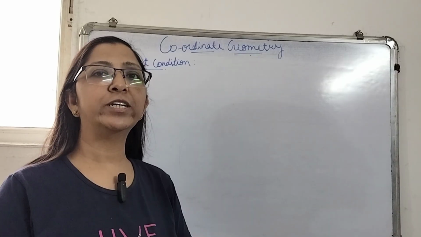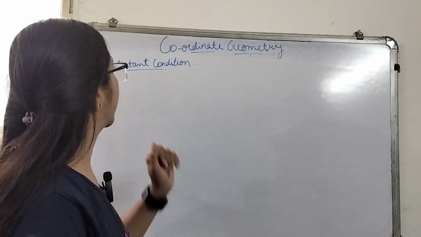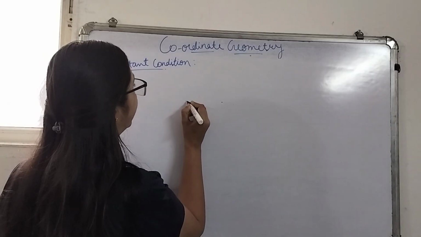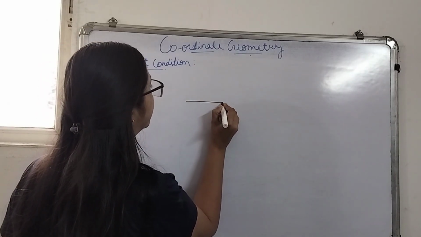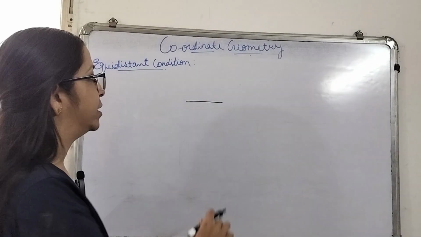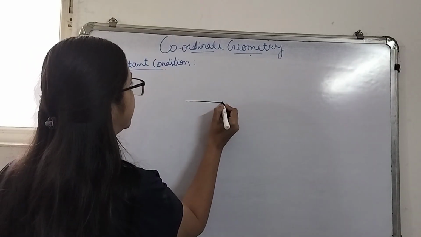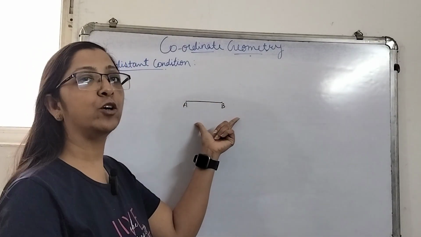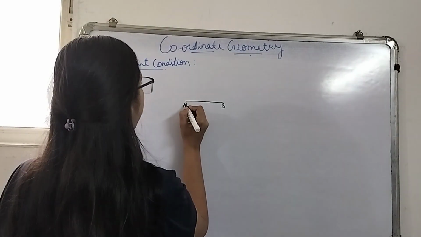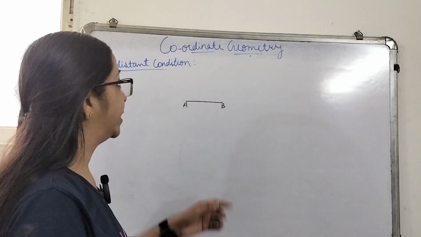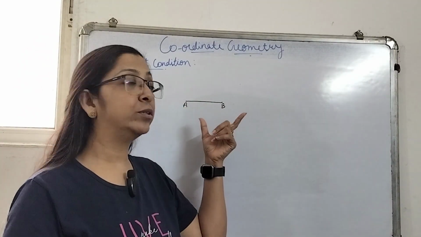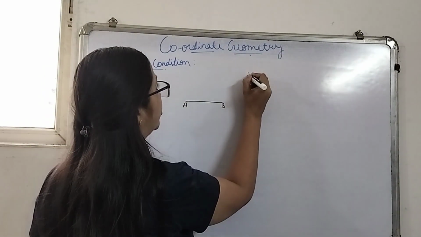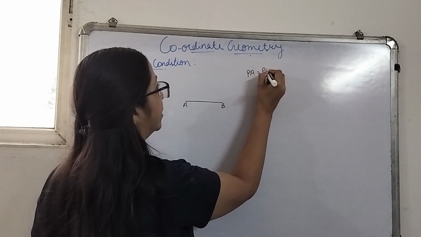Now let's see what the equidistant condition is. If we take any 2 points A and B, and we have to find a point which is equidistant from these 2 points. Suppose the line segment is AB, the 2 endpoints of this line segment are A and B, and we have to find a point P such that the distance of P from both the endpoints is equal. That means PA is equivalent to PB.